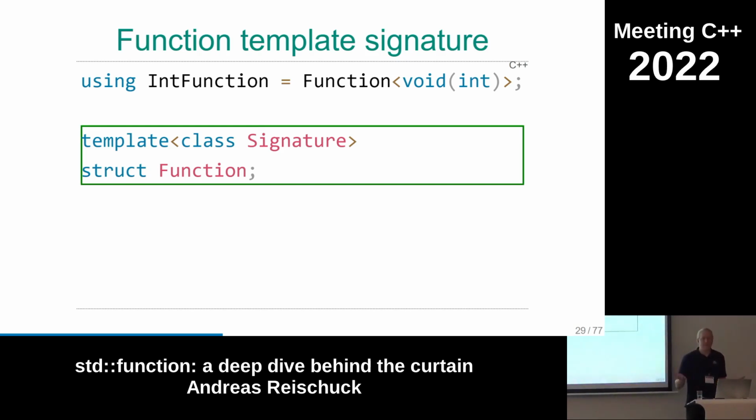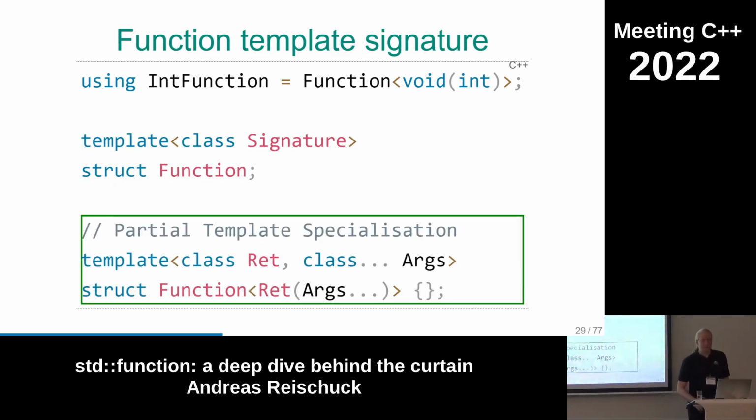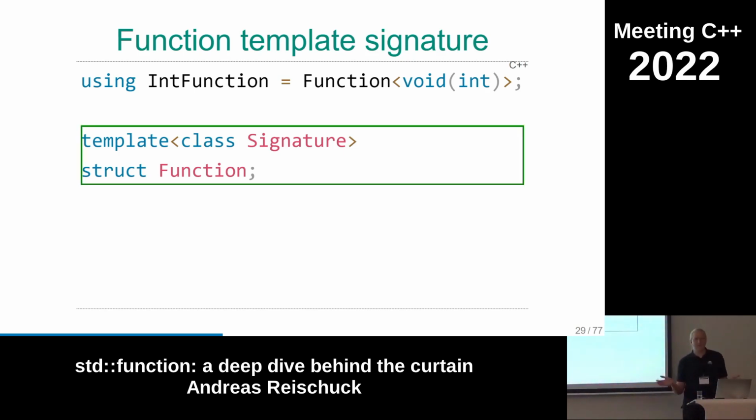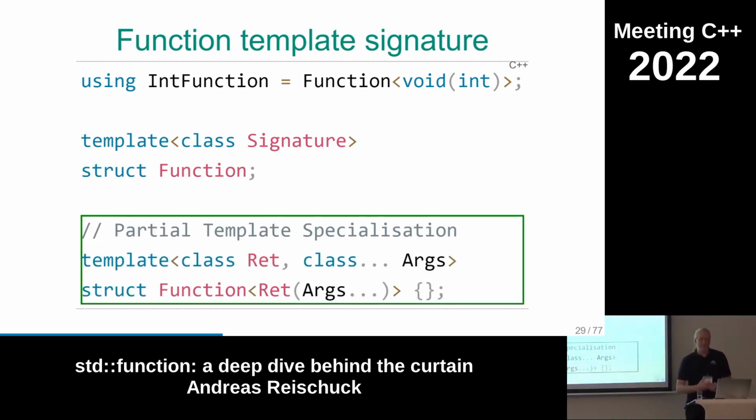But how do we access the arguments and the return value now? We somehow have to know which types are the arguments, and what the return type of the signature is. And the thing we use for that is partial template specialization. So what we do here is we say, in the first thing, okay, there is a struct named function, and this is a template. And it's templated by one type argument. And now we say we have no implementation for that. We don't know how to implement function for any type, but we know how to implement function for a function signature.